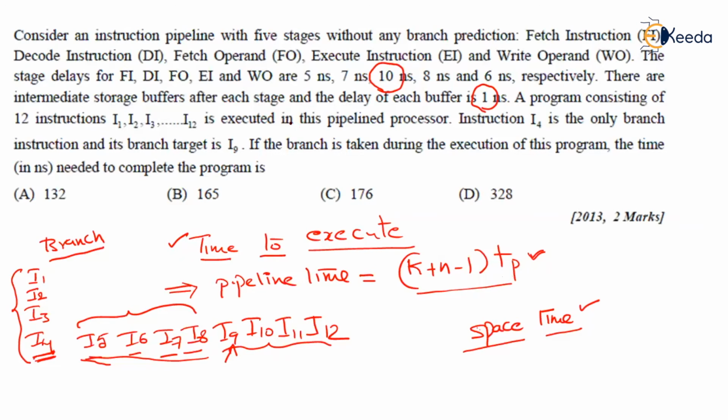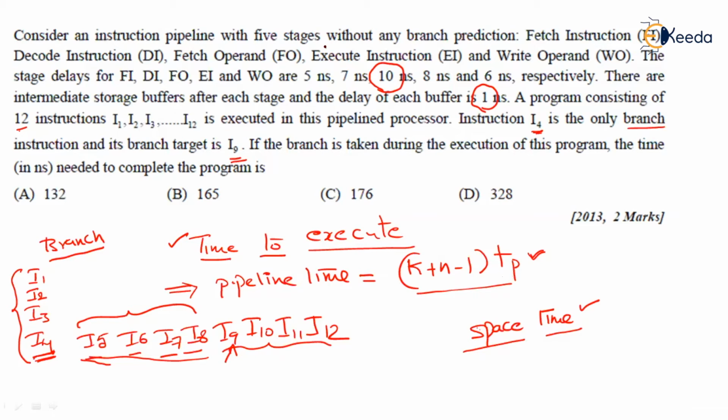And when you look at this, there are intermediate storage buffers. It is given a program consisting of 12 instructions, I1 to I12, executed in this pipeline processor. And if the branch is taken, this is what we learned. And I'm seeking an additional detail: are we provided with any branch prediction?